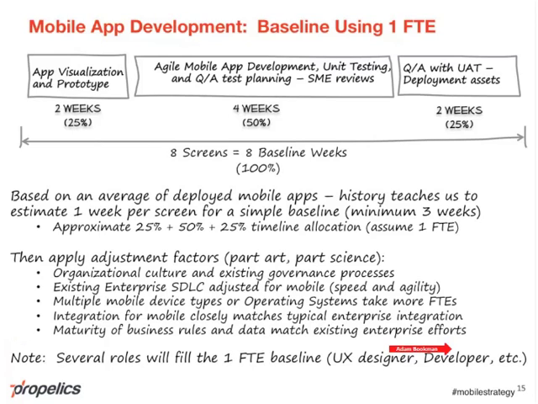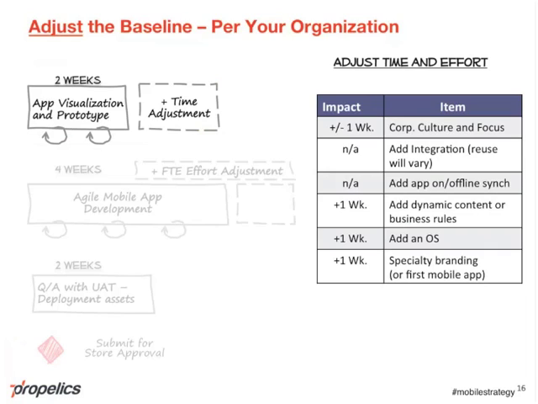We need to think through, is it a time adjustment? Is it just an effort adjustment? So from a critical path standpoint, I put together some samples of things that would apply to adjust the time and effort. And the interesting thing is each of these same line items will apply differently to each time box. So in our first time box, our visualization time box, the corporate culture, depending on if we're mobile friendly or if we have a long stage gate process, could mean plus or minus a week just to get our approvals and reviews in place.